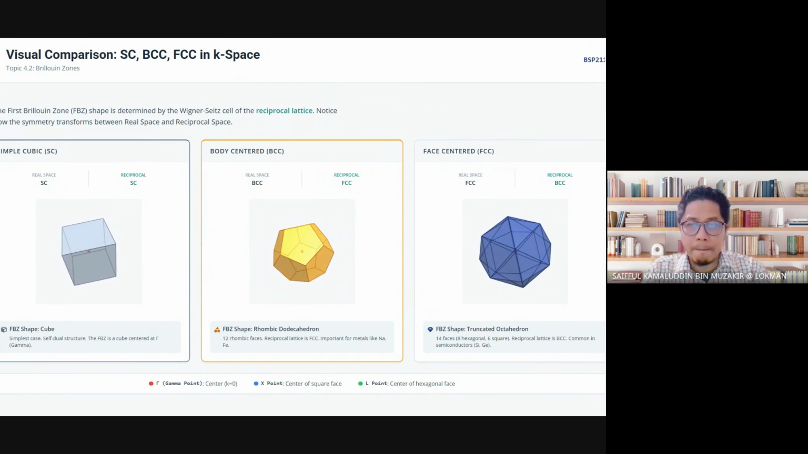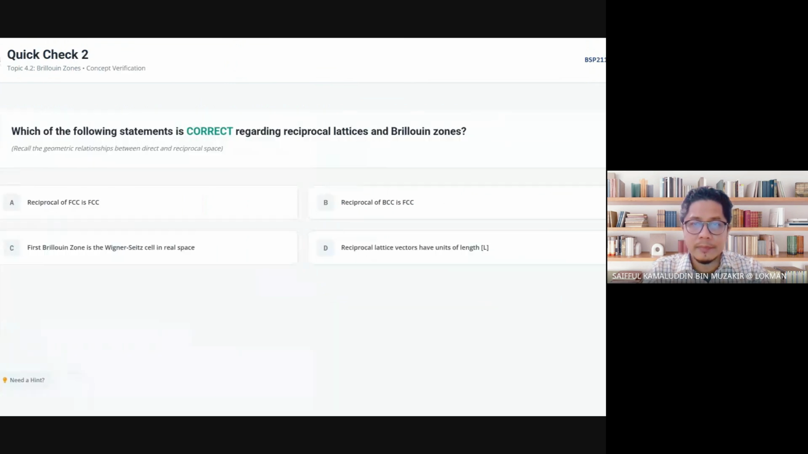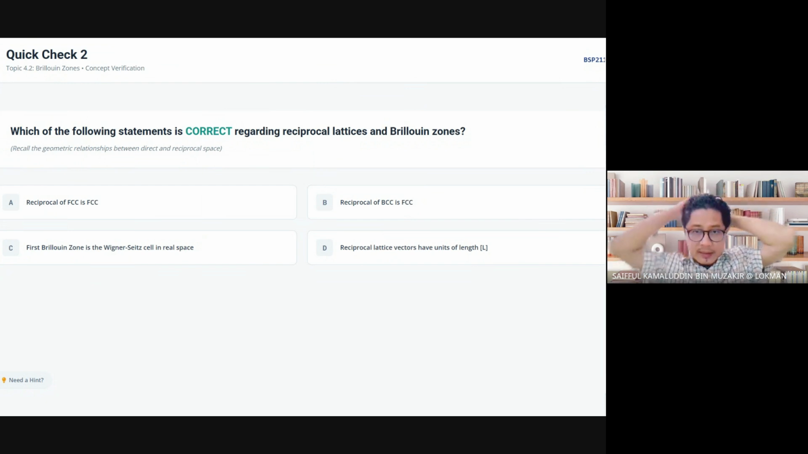So what's next? Oh yeah. Now, quick check number two. Let us test your understanding again. Choose the correct statement and be prepared to justify your answer. Do not rely only on your memory. Use the definitions of reciprocal lattice and Brillouin zone that we have just built. Okay, so let's see the question again. Which one of the following statements is correct regarding reciprocal lattices and Brillouin zones? Recall the geometric relationships between direct and reciprocal space.